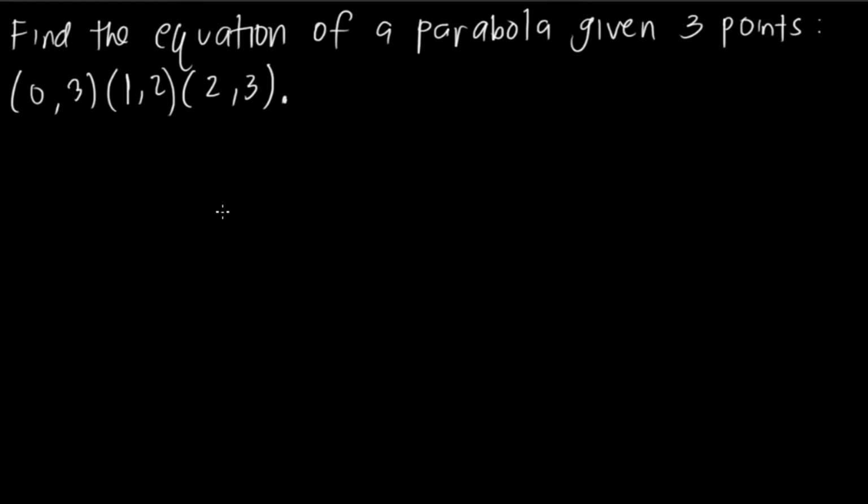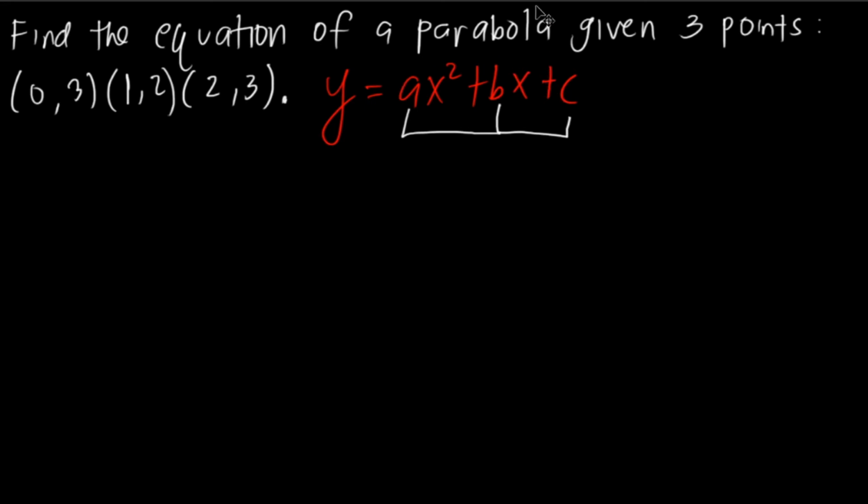Tandaan nyo na ang definition ng parabola is y equals ax squared plus bx plus c. Okay? So, ibig sabihin, we need 3 points para maisulat ang a, b, and c. Which means, we need to find the value of a, the value of b, and the value of c. So, hahanapin natin yung tatlong yan gamit itong 3 points na given.